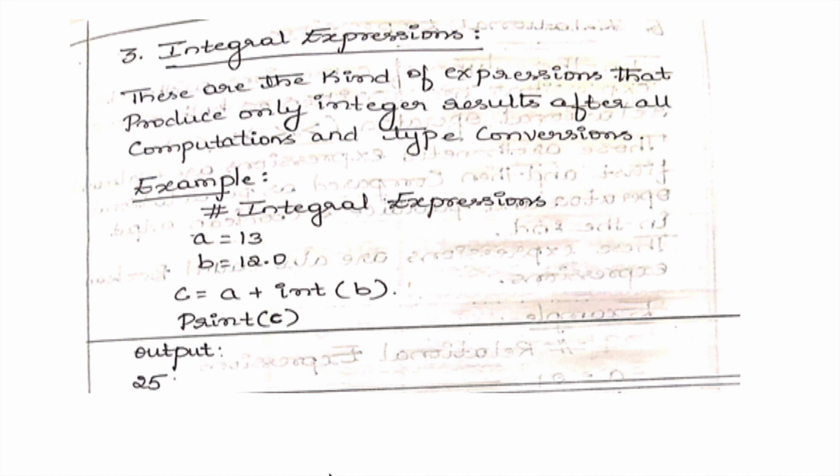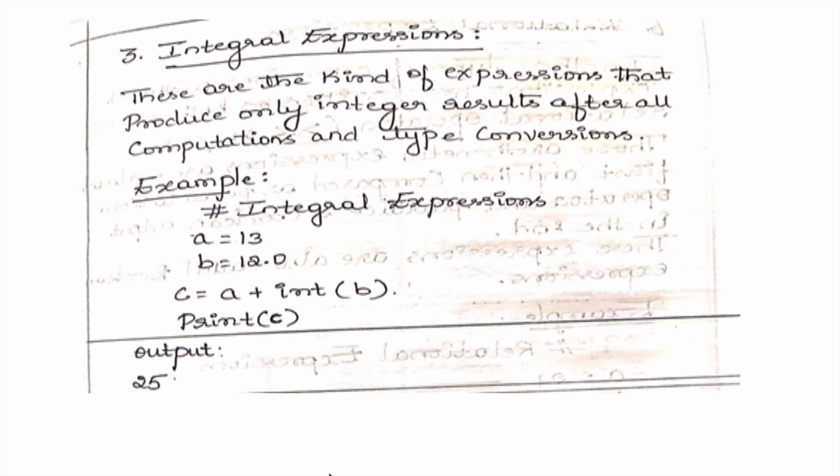Next is integral expression. Now, what is an integral expression? These are the kinds of expressions that produce only integer results after all computations and type conversions. In simple words, whatever result is produced from these expressions is an integer only. We have different data types in Python, like integer and floating point. Integer means it's going to produce a positive number or negative number. Floating point means fraction values, that is decimal values. So this integral expression is going to produce only a result of the integer type.